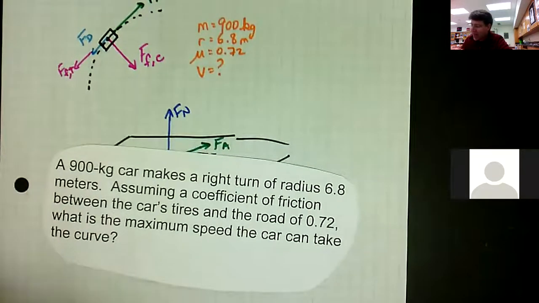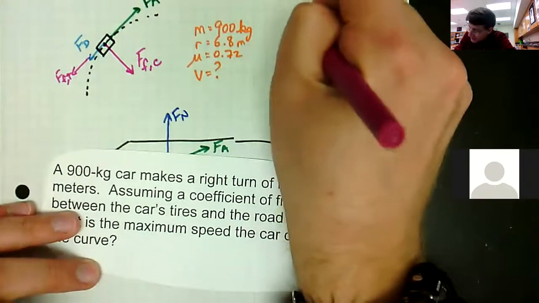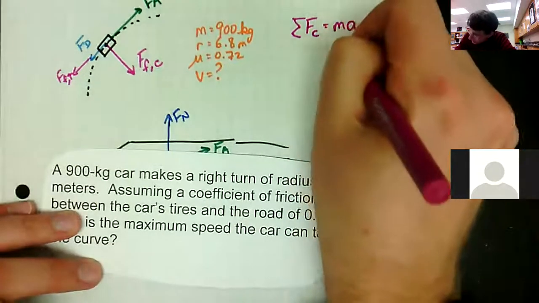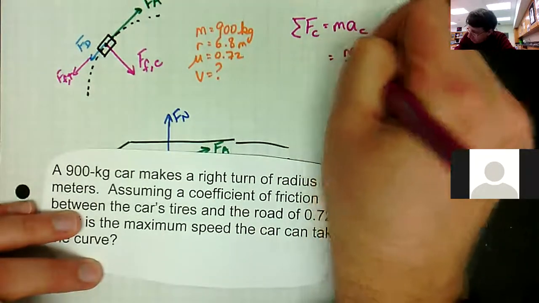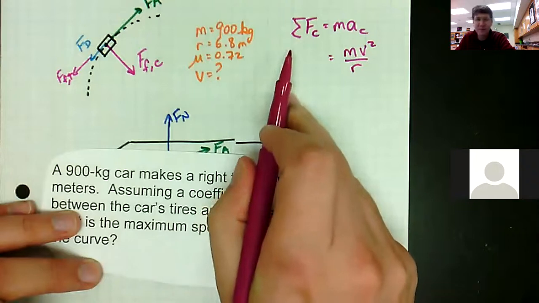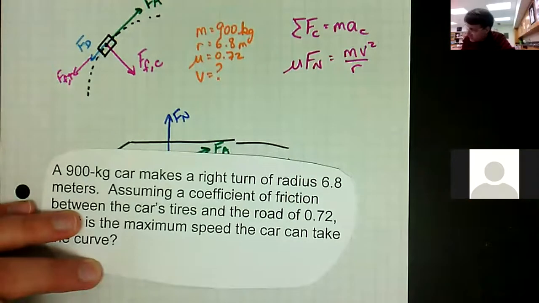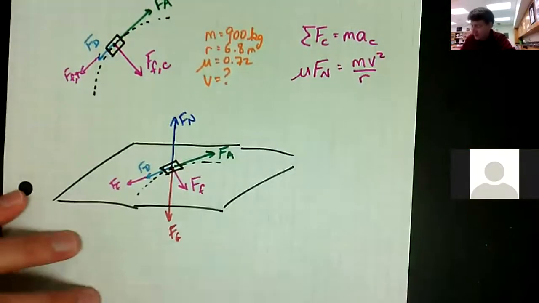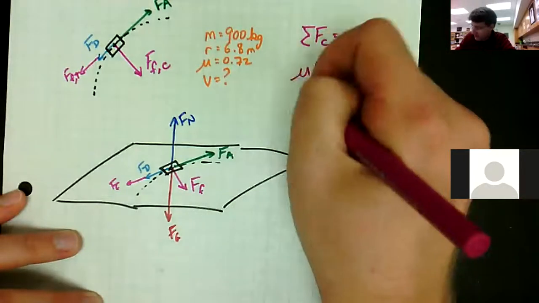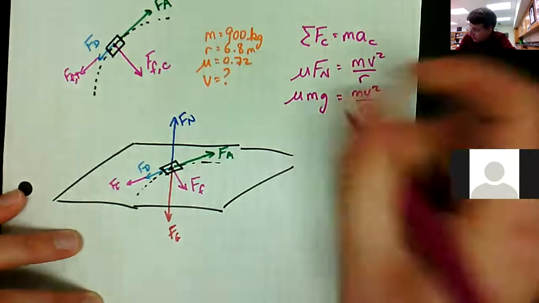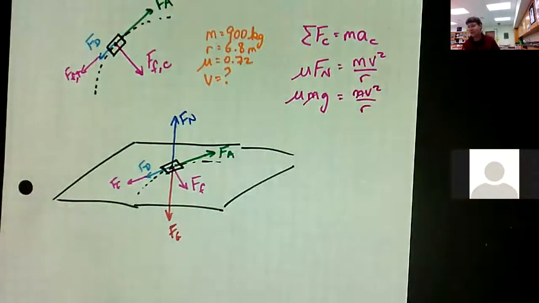Well, the way I solve every problem is I say the centripetal force is equal to mass times the centripetal acceleration. We know centripetal acceleration is v squared over r, but in this case, what did we say the centripetal force is equal to? Friction, which is mu Fn. Or in our case here, we know that normal force is the same as gravity. So once again, we could say mu mg equals mv squared over r, and I could show my m's canceling out, and that would be how I could solve this. Any questions about that?